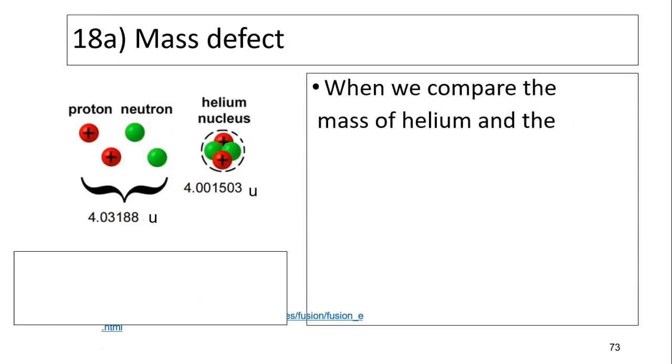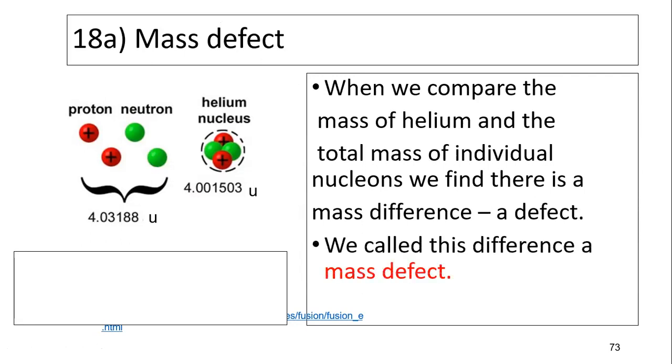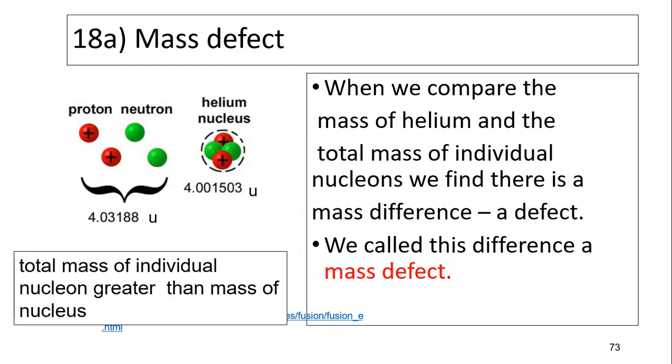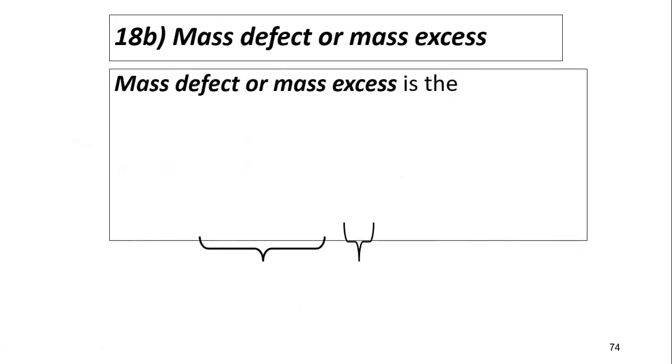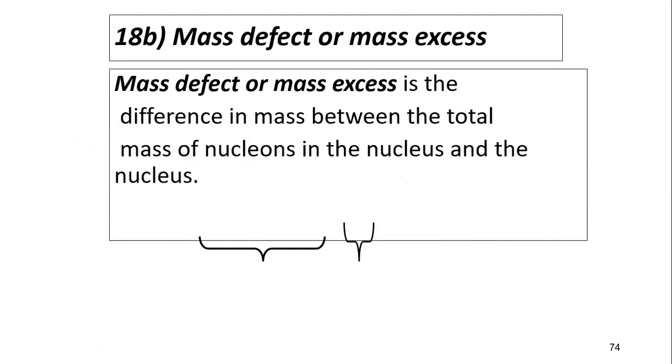When we compare the mass of helium and the total mass of the individual nucleons, we find that there is a mass difference. We call it the mass defect. The total mass of the individual nucleons is greater than the mass of the nucleus. So mass defect, or mass excess, is the difference in mass between the total mass of nucleons in the nucleus and the nucleus. That is, total mass of the nucleons minus mass of the nucleus. That's your mass defect.